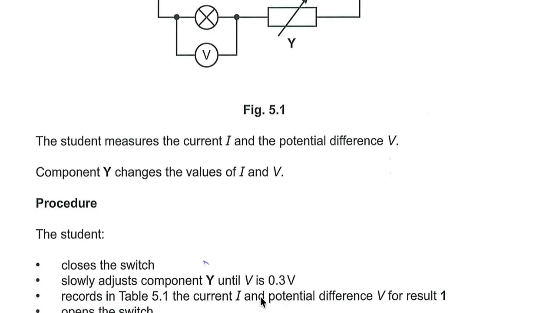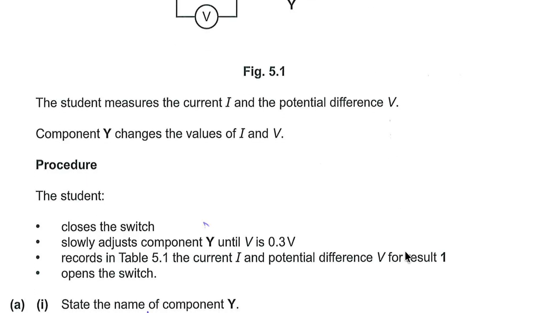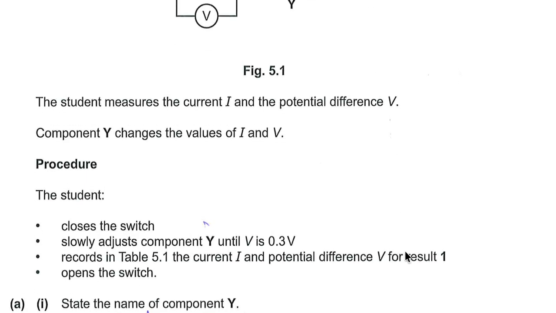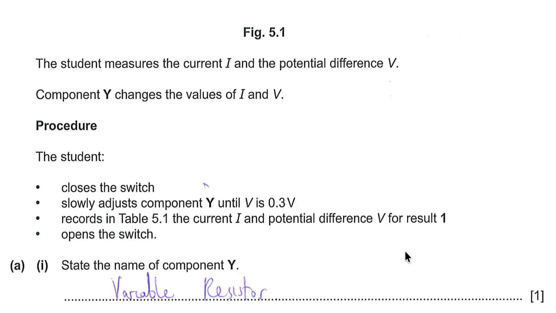We record current and potential difference using the voltmeter and the ammeter, okay? And there we go, right at the top there: state the name of component Y. Well, as you're all aware, this is called a rheostat. No, this is a variable resistor. Also called a rheostat, but nobody will call it that because it's a weird spelling and nobody really refers to it in that way. Okay, this is a variable resistor, a resistor that can change its resistance.